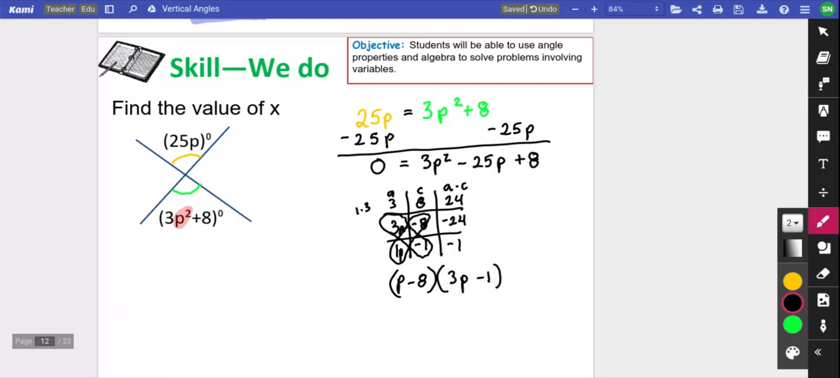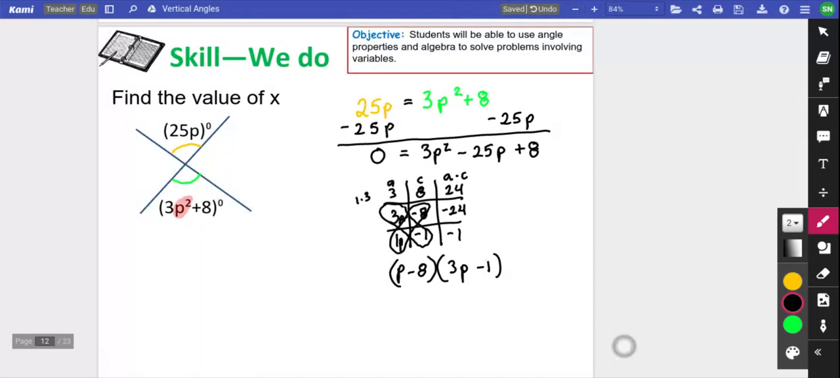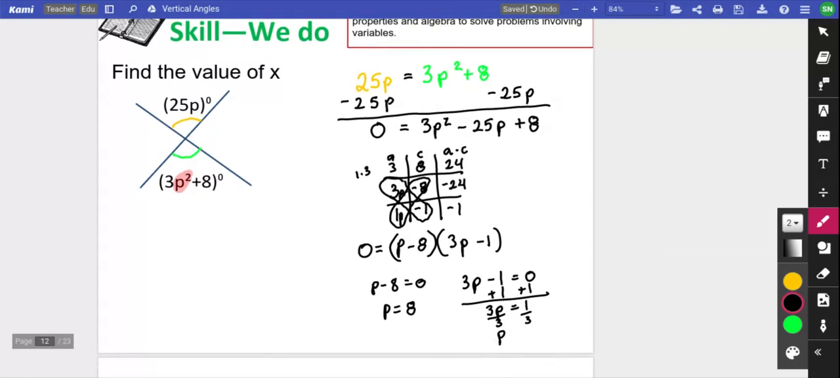Using the zero product property, I set each parenthesis to 0: p minus 8 equals 0, and 3p minus 1 equals 0. I solve for p, and one of the solutions is 8. For the other one, I have to add 1 to both sides. I get 3p equals 1, divide by 3, and I get that p is equal to 1 over 3.